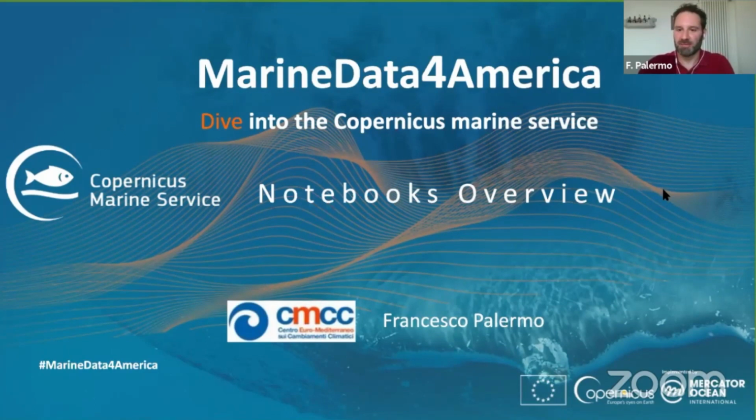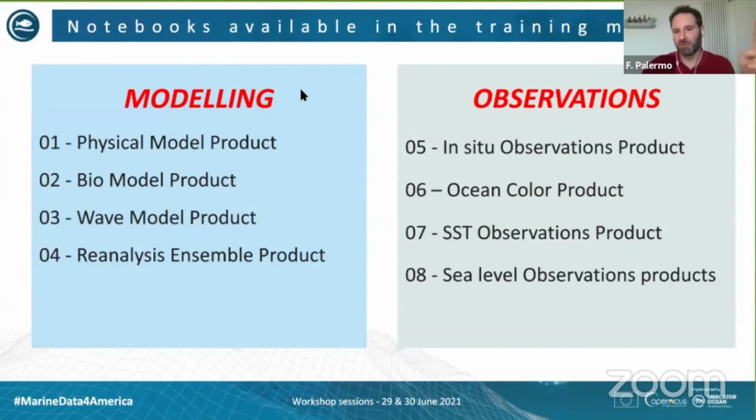I will now give you an overview of all the notebooks prepared for this training session. Let's start with the list of the notebooks. There are two kinds of notebooks: those related to models, in the left part, and those related to observations. We have 4 notebooks related to physical variables, biochemistry, waves, and reanalysis, and another 4 notebooks for the observations, in particular the in situ observation product, ocean color product, SST observation product, and sea level observation product.